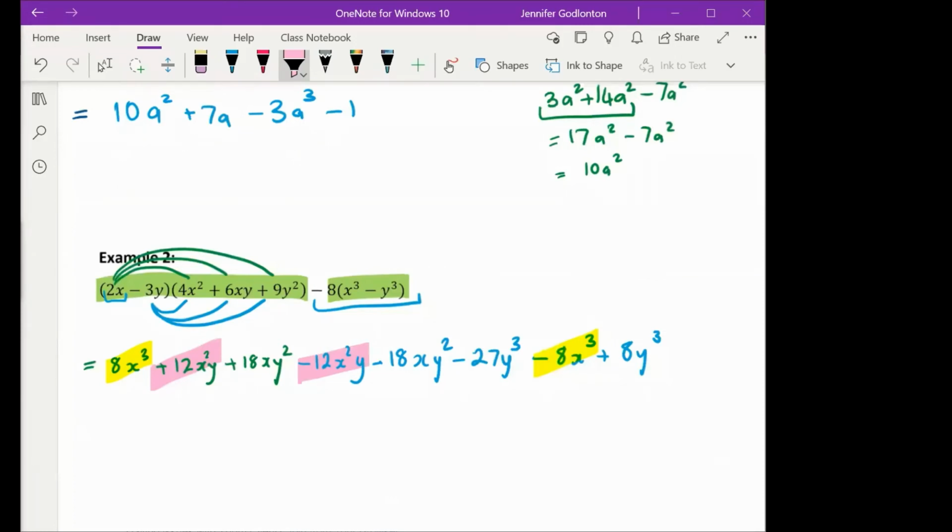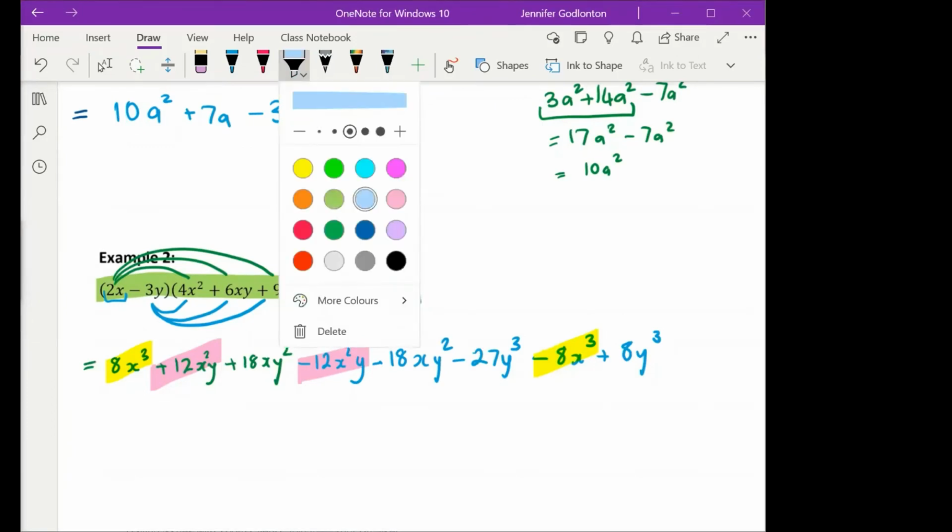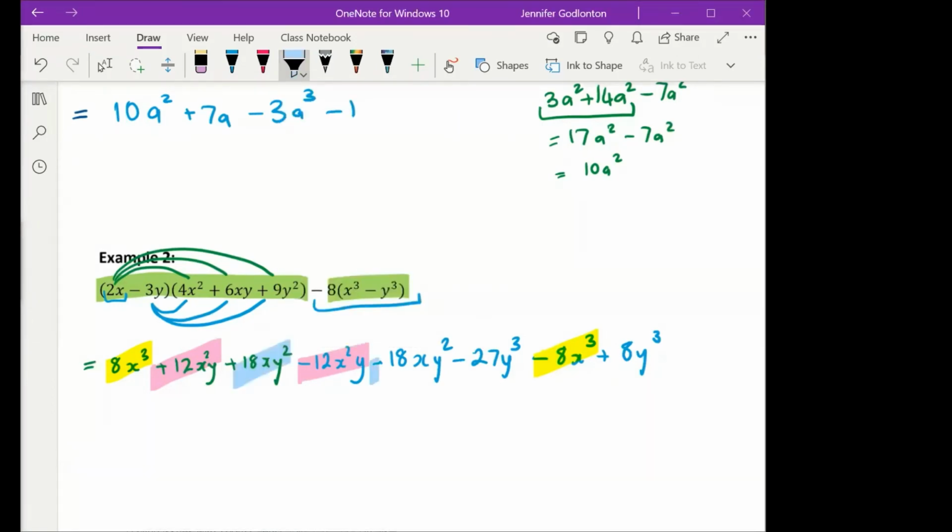Then we've got 12x squared y minus 12x squared y. What happens there? They cancel each other. Yep. Then we've got 18xy squared minus 18xy squared. They cancel each other out. So what is my final answer going to be? My final answer is negative 19y cubed. Absolutely correct. Negative 19y cubed. Excellent, excellent, excellent. Okay.